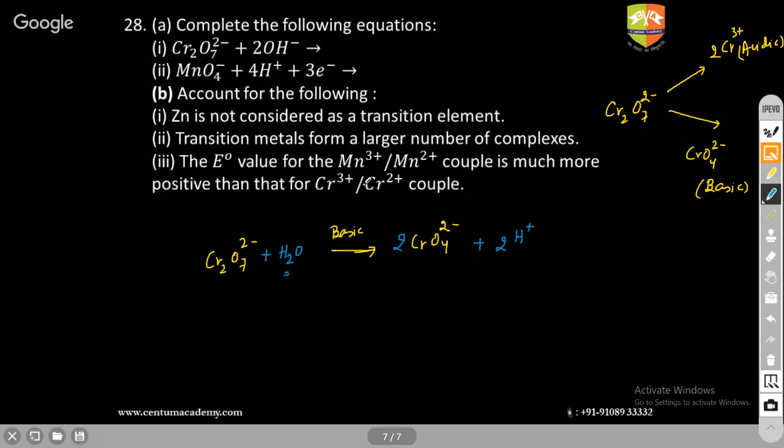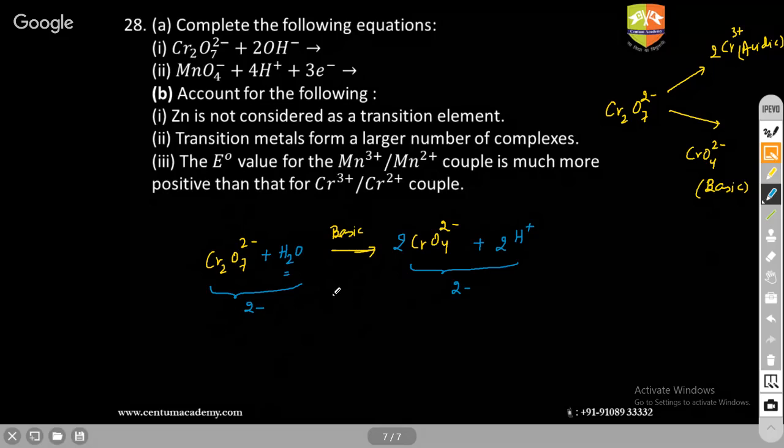Now all these things we do in acidic medium also, right? Next thing is we have to balance charge. What is the total charge? 2 negative here. What is the total charge on the other side? 2 positive and 4 negative. So we have 2 into 2, 4 negative and 2 positive. So we are getting 2 negative. Okay. So the charge is balanced here, so we don't have to do anything about it.